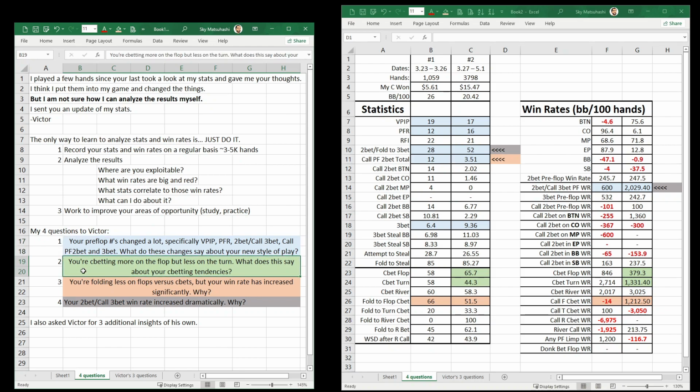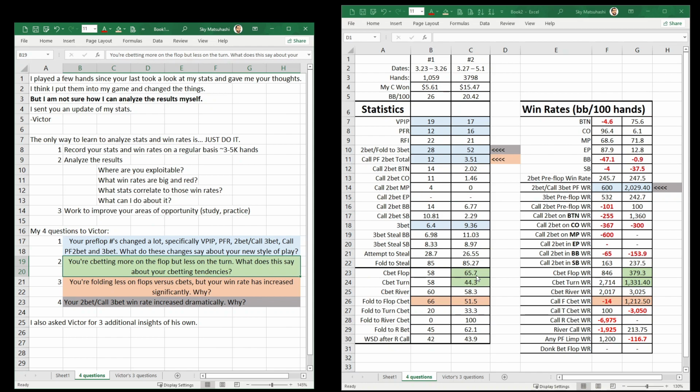Question number 2. You're c-betting more on the flop, but less on the turn. You can see how it went from 58 to 66, 58 to 44, a decrease there from flop to turn. What does this say about your tendencies? Well, this says that he is bluffing on the flop more. Oh, when I sent him these questions, he replied back with his answer. So this is the kind of stuff that he came up with.